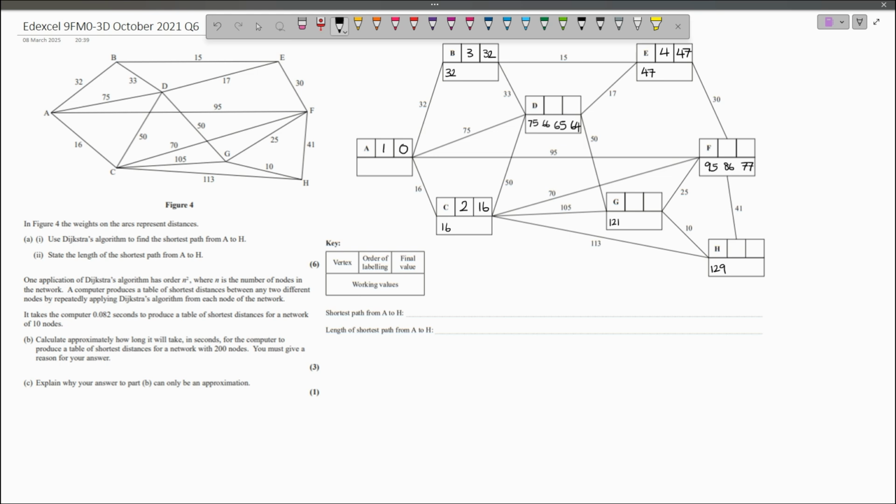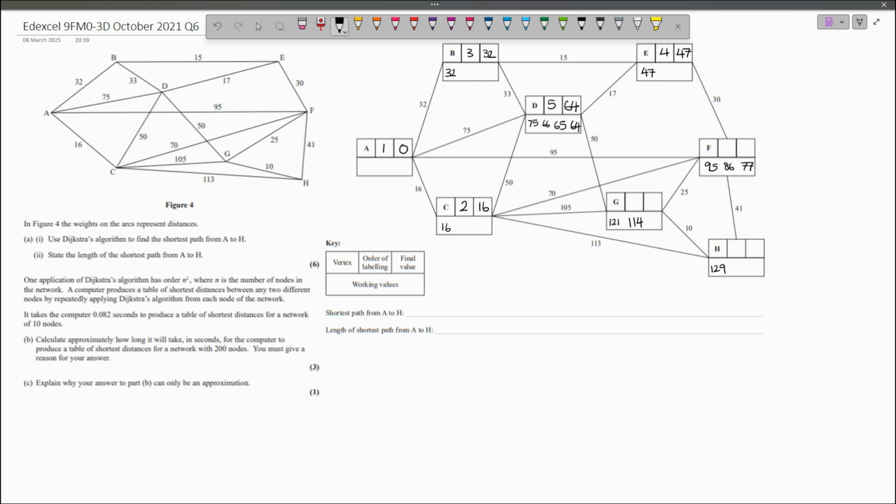I'm now going to visit D. D has the smallest working value out of D, F, G, and H. So I'm visiting D fifth with final value 64. And I'm going to update the working values attached to D. There's only one, and that's 64 plus 50 is 114.